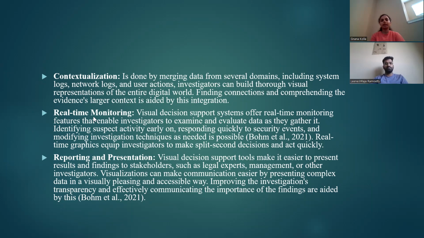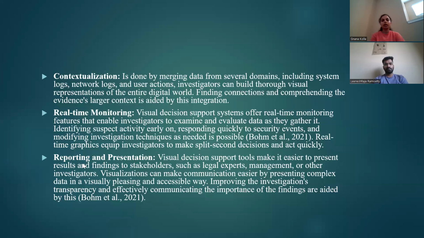For real-time monitoring, visual decision support systems offer real-time monitoring features that enable the investigator to examine and evaluate the data as it is gathered, identifying suspect activities in real time. Responding quickly to security events and modifying the investigation techniques as needed is possible, allowing investigators to make split-second decisions and act quickly.